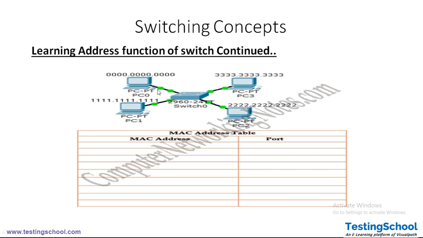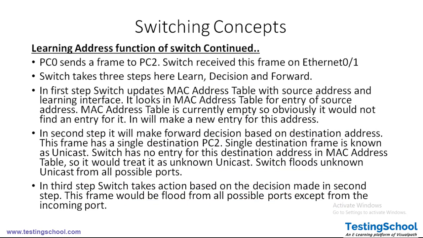So PC0 has sent a frame, and it has been received by the switch. Now, because the switch has not found the entry for PC2's MAC address in the table, it will send to PC1, PC2, PC3 because it is unknown unicast. Unknown unicast means the destination MAC address is not found in the switch MAC table. So in the third step, the switch takes action based on the decision made in the second step.